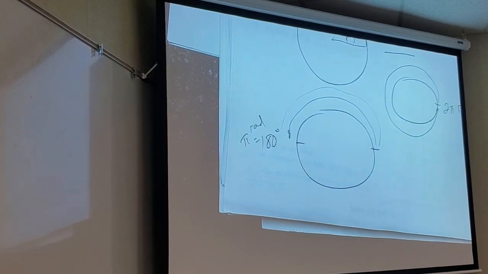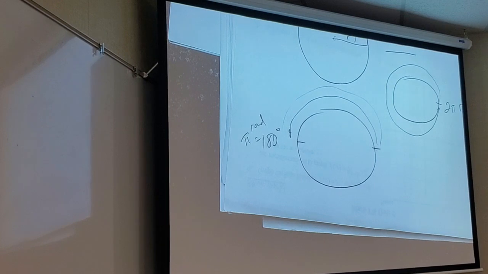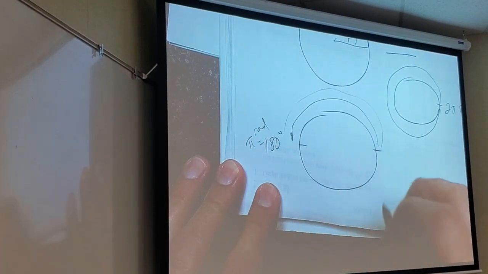So what's pi divided by 2 radians? How many degrees? 90. Crazy, right? And so what's 2 pi radians? The whole circle. 360.